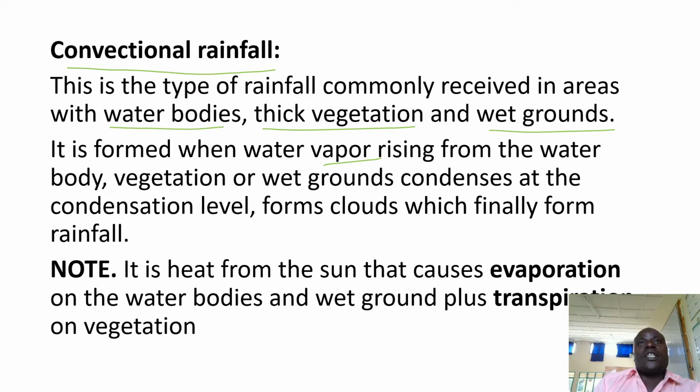And for transpiration and evaporation processes to occur, there must be the influence of heat from the sun. It is heat from the sun that causes evaporation on the water bodies or on wet ground, and also causes transpiration on vegetation. When you combine the two processes of evaporation and transpiration, they form one process called evapotranspiration.